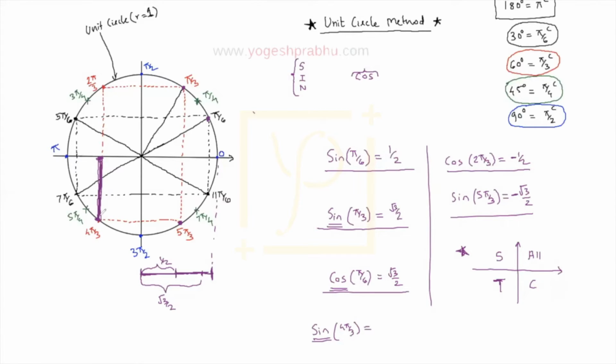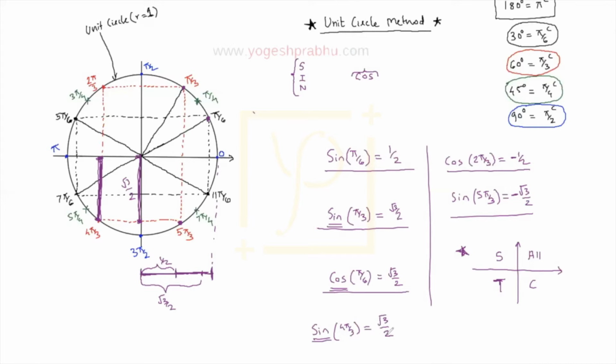Now, did you get the idea that this is almost 1? It's almost the same as this, which is almost 1, but not exactly 1. So this value is root 3 by 2. So the answer for sine 4 pi by 3 is surely root 3 by 2.